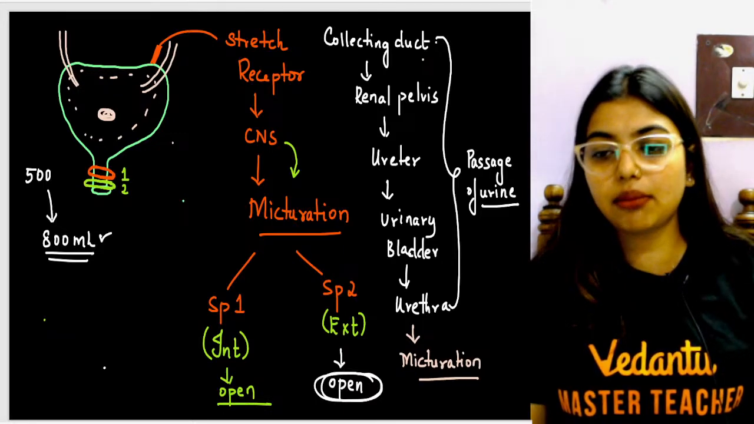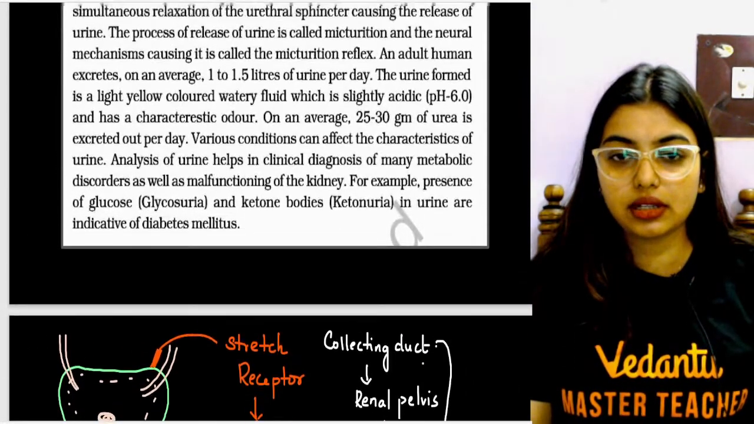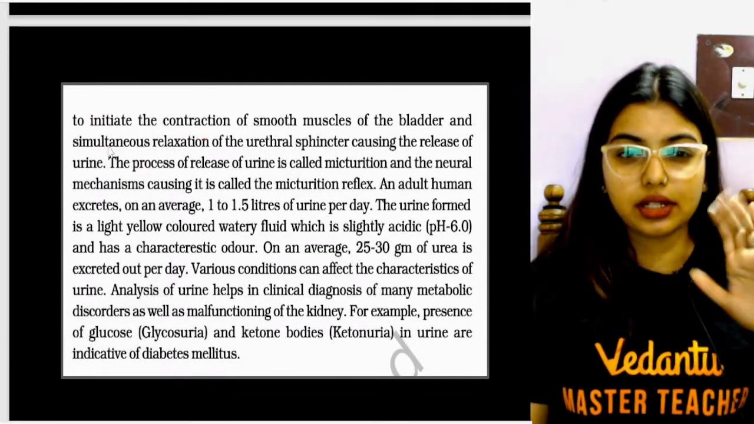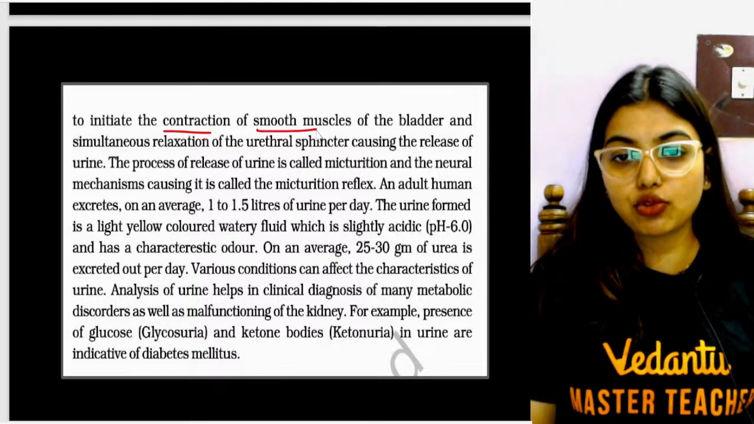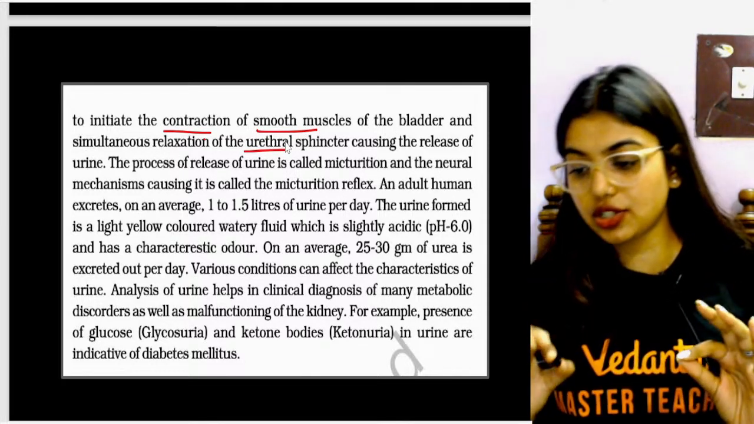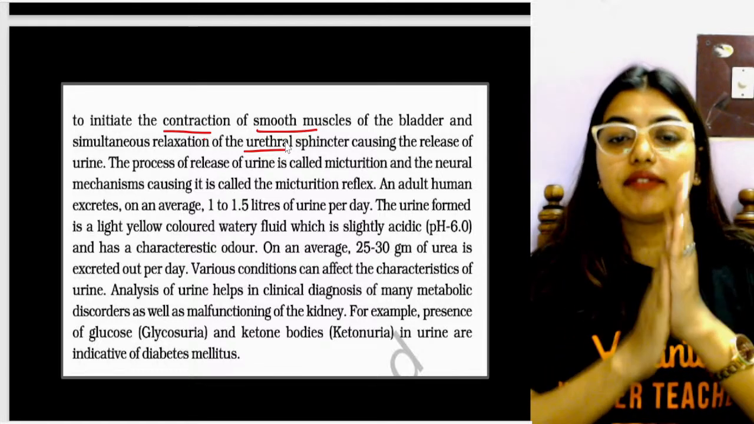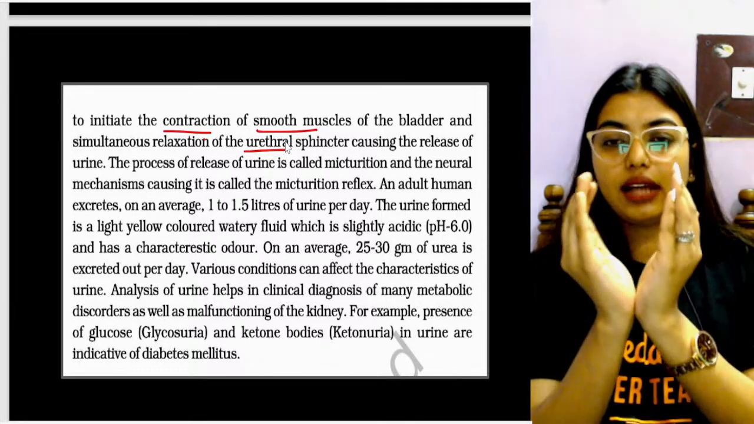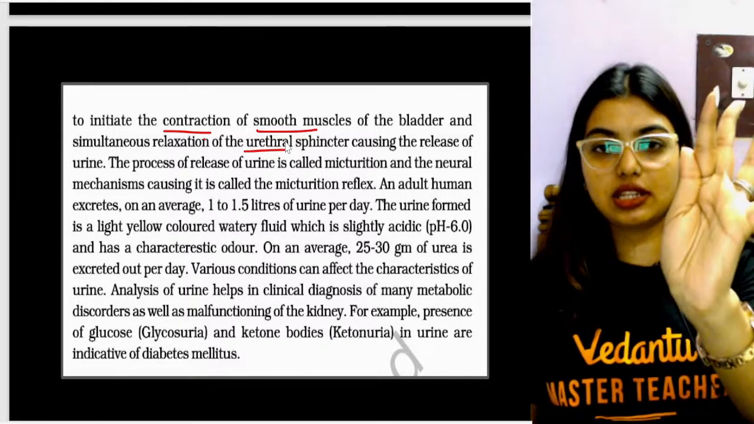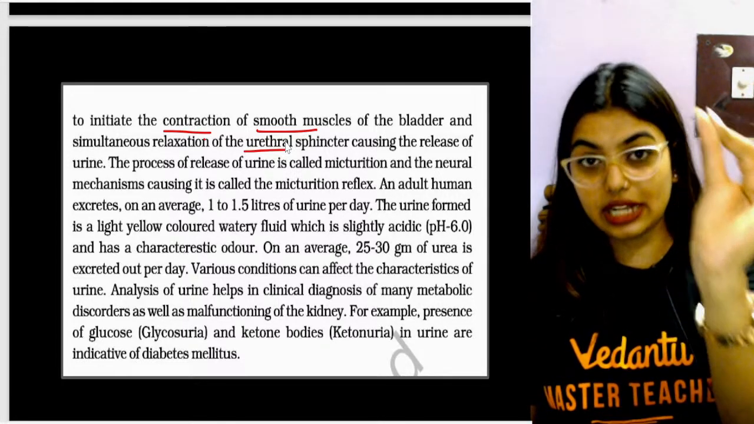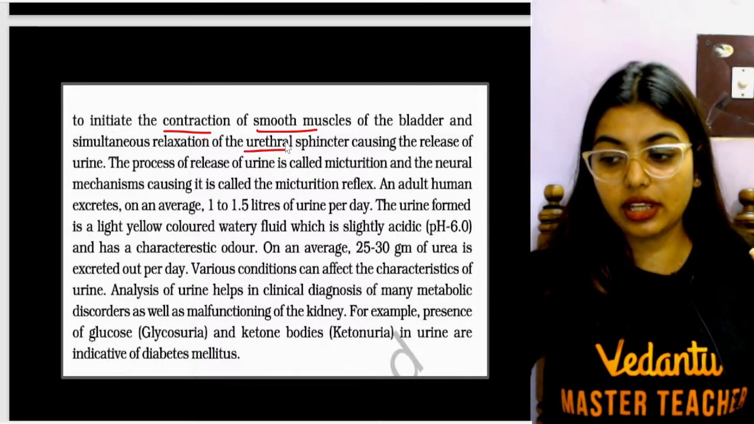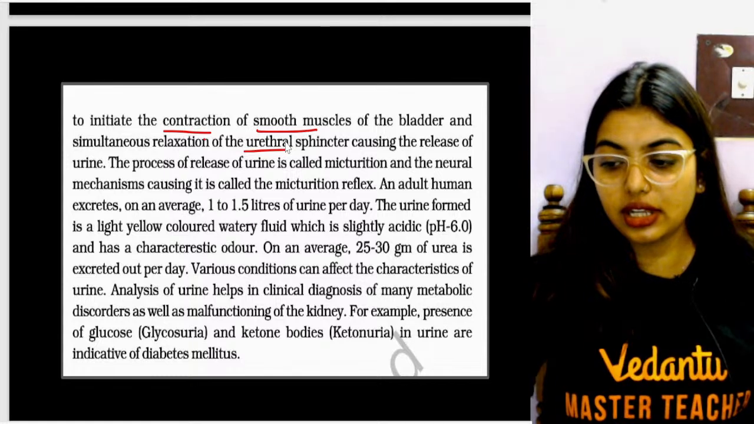Now there are some numbers that you need to remember. Now look here. To initiate the contraction of the smooth muscles of the bladder, a simultaneous relaxation of the urethral sphincter should happen. Now listen students, very simple. If the urinary bladder has to expel, these sphincter muscles, what should they do? They should relax. What should the urinary bladder do? It should contract. Understood? Yes or no?